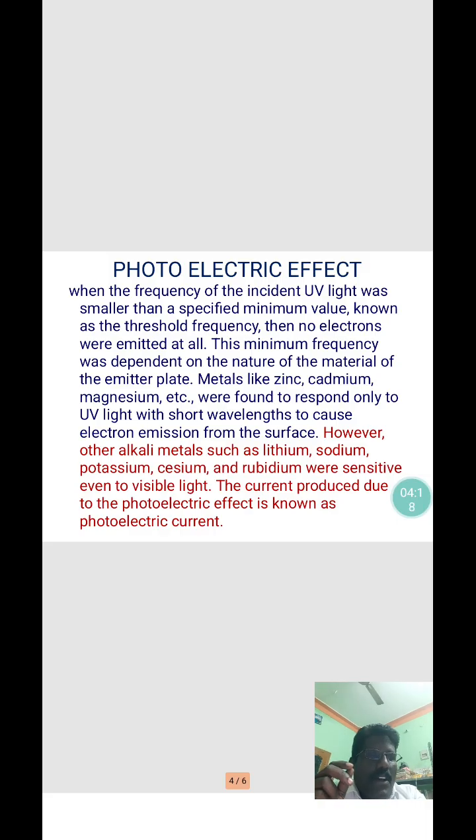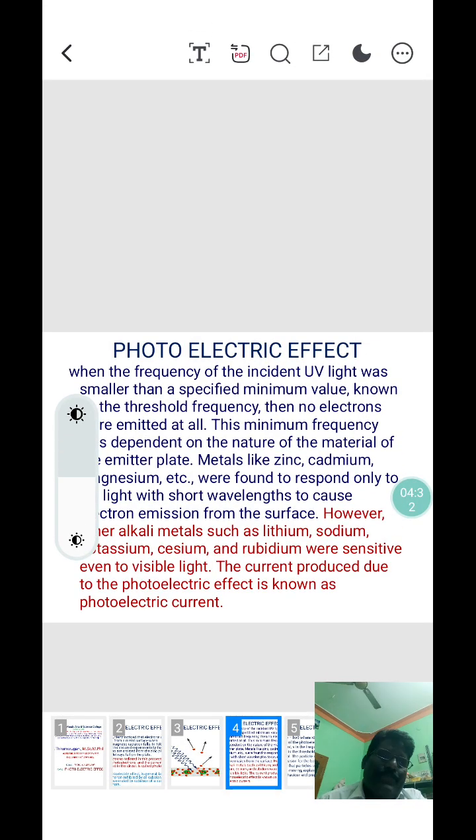So the work function on the right hand side of this equation goes to the left hand side. So we have h nu minus h nu 0 is equal to half m v square. So the kinetic energy is equal to h nu minus h nu 0. We know that h is Planck's constant, the value 6.626 times 10 to the power minus 34 joule second.